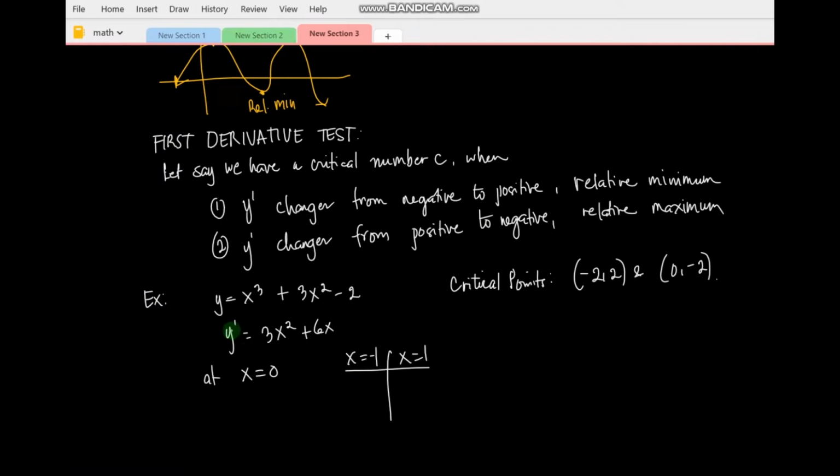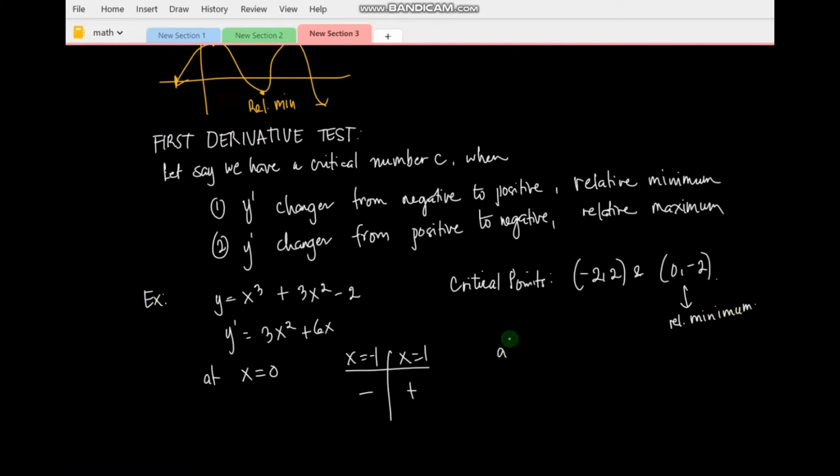So this is y prime, the first derivative, 3x squared plus 6x. If x is negative 1, negative 1 squared is 1, times 3 is 3, plus 6 times negative 1. So 3 minus 6, that is negative, right? Then if it is 1, 3 times 1 squared is 3 plus 6 times 1. So 3 plus 6, positive 9. So positive. As you can see, the sign changes from negative to positive. Therefore, 0 is a relative minimum.